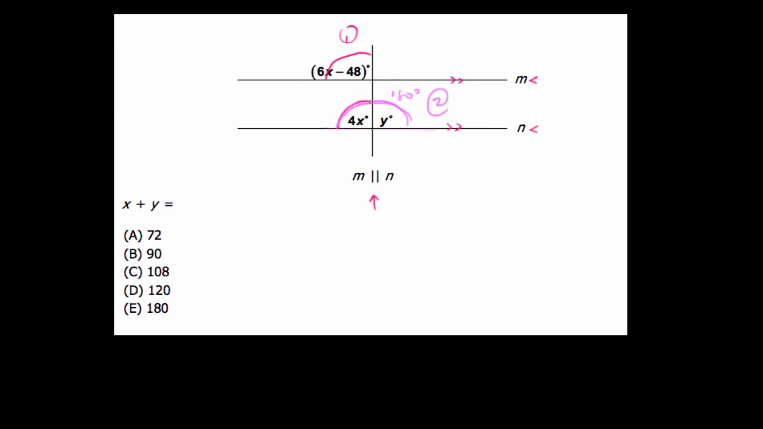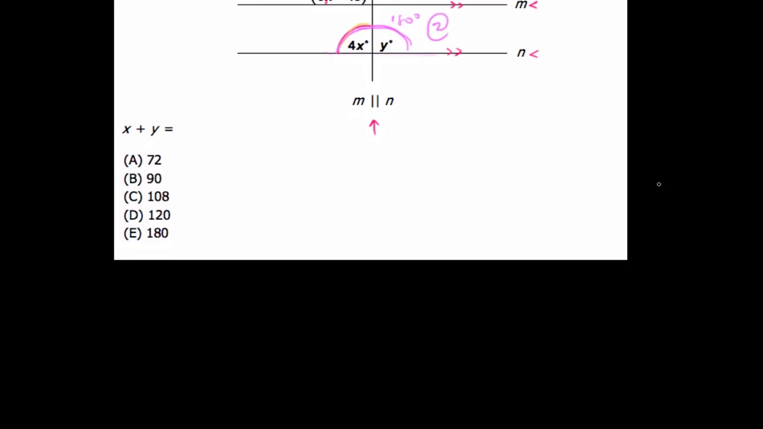Now I'm going to combine the two pieces of information that we can infer from the diagram. I'm going to write them down, then we'll see if we can solve for X and Y. From the first one, we said the angle here equals the angle here, that is 6x minus 48 equals 4x. So from the first information we have 6x minus 48 equals 4x.